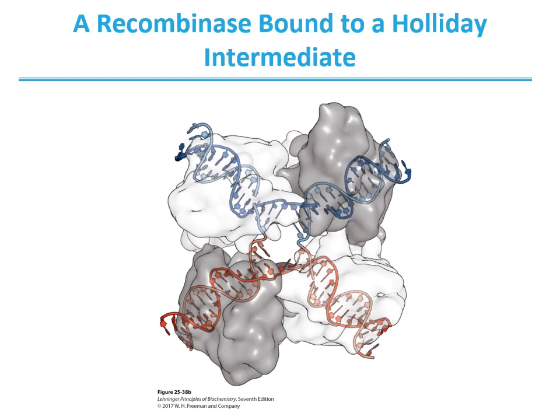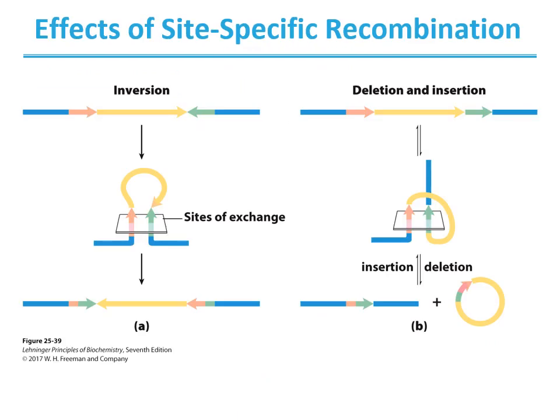Here is a surface representation of a Cre recombinase bound to a Holliday junction. Effects of site-specific recombination. The outcome of site-specific recombination depends on the location and orientation of the recombination sites in a double-stranded DNA molecule. These sites are colored in red and green arrows. Note that the arrowheads show orientation that refers to the order of nucleotides in the recombination site, not the 5' to 3' direction of DNA.